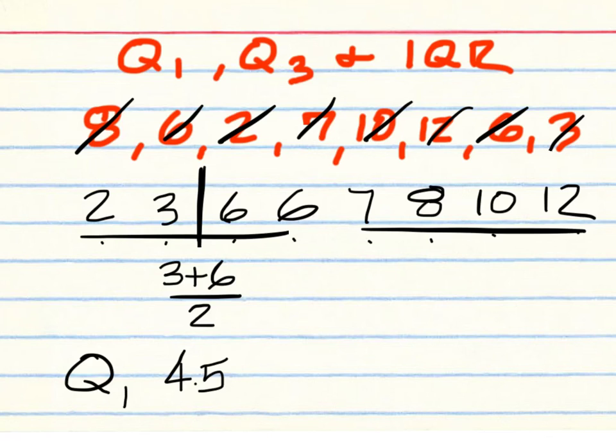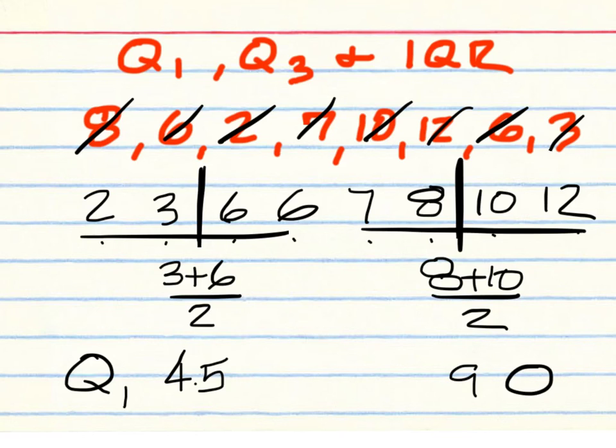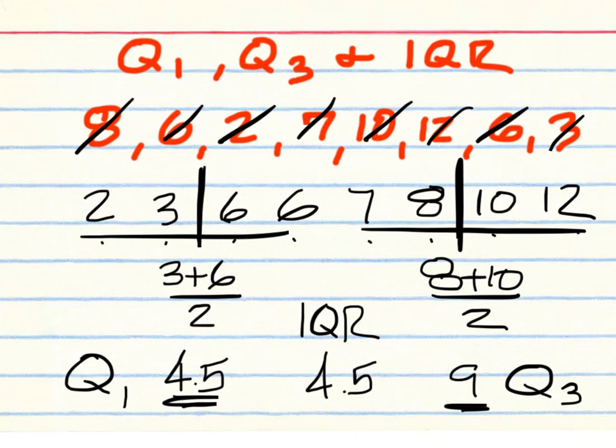That would be Q1. On the right side, here's the middle. 8 plus 10, divide by 2, that's 9. Q3 is 9. To find the IQR, 9 minus 4.5 is 4.5.